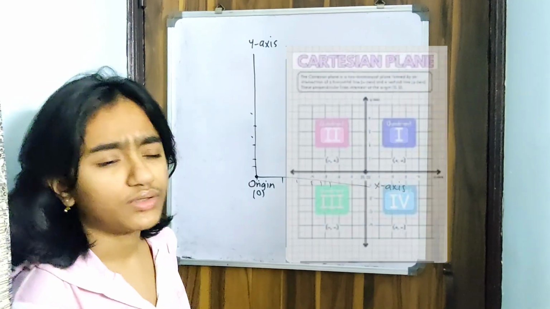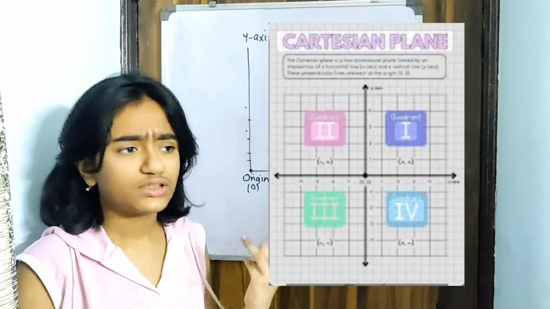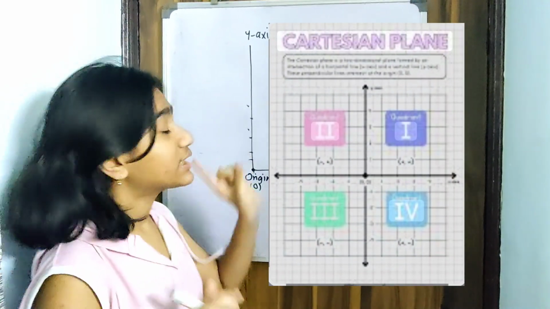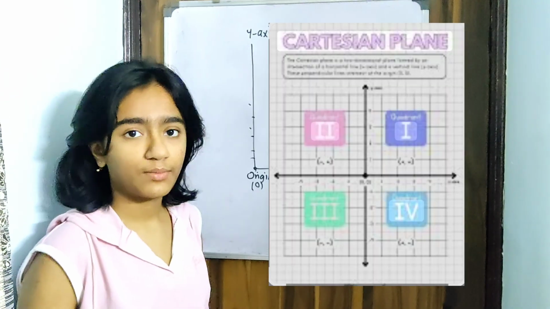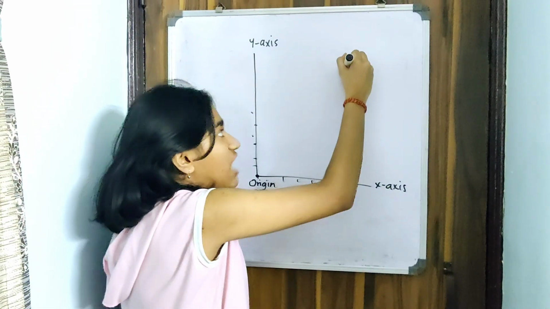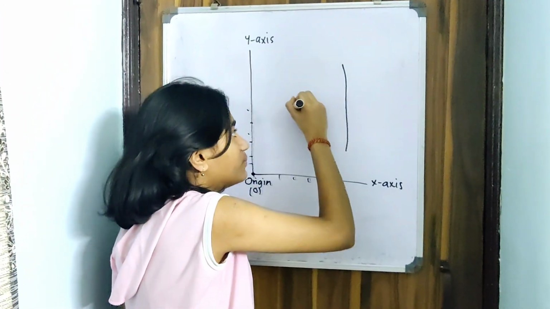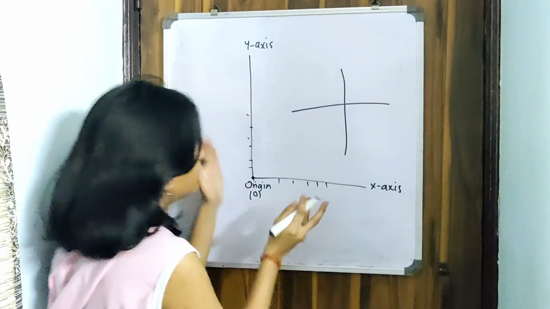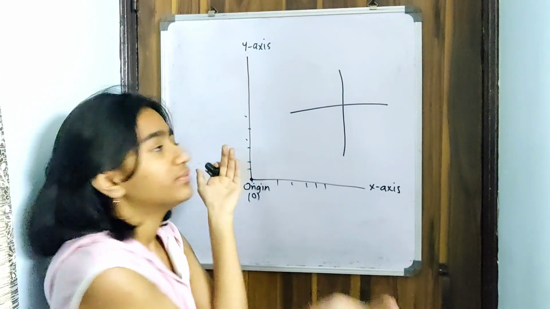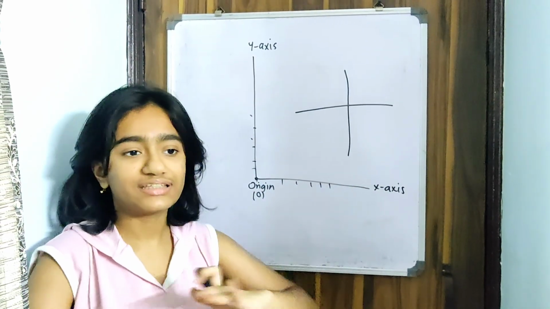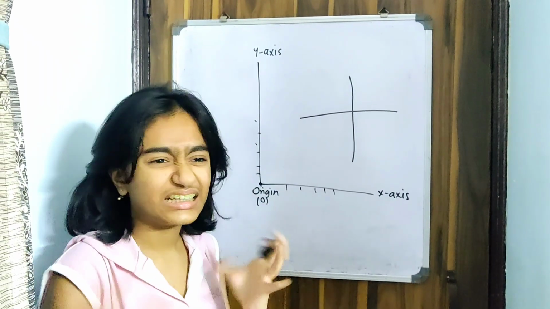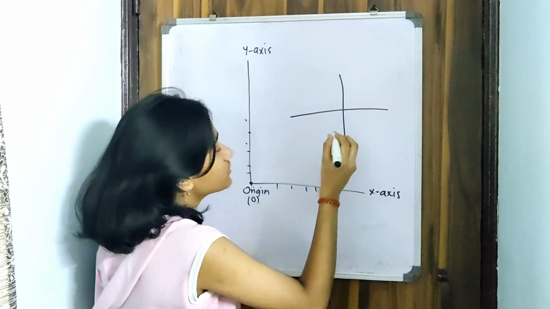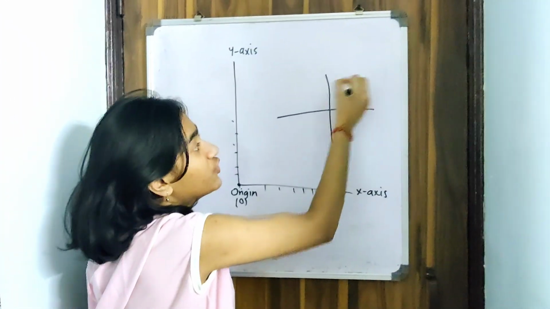Now comes the Cartesian plane. What is different? What is new about this plane? The Cartesian plane is two-dimensional. In that we are having length and we are having breadth. So earlier we were having only an L shape. Now we are having a plus shape. This is the exact layman term. In this we are having 4 quadrants.